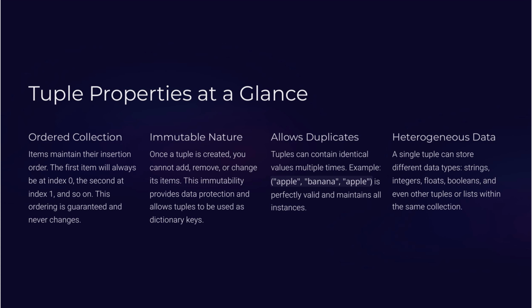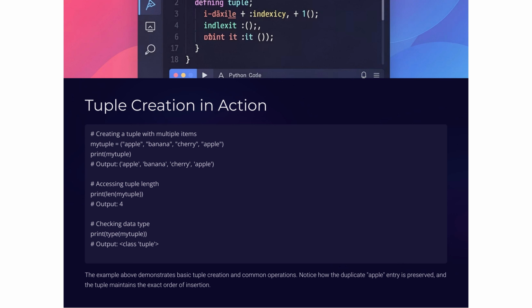Tuples support duplicates, so identical values can coexist. They can store heterogeneous data types, including strings, integers, and even other tuples or lists. Creating a tuple is straightforward. Use parentheses with comma-separated values, like mytuple = ("apple", "banana", "cherry", "apple").